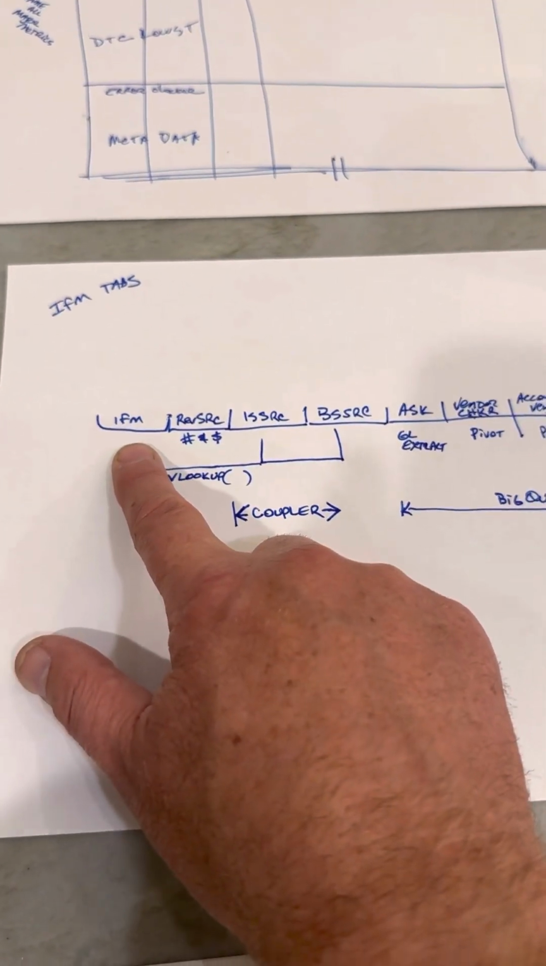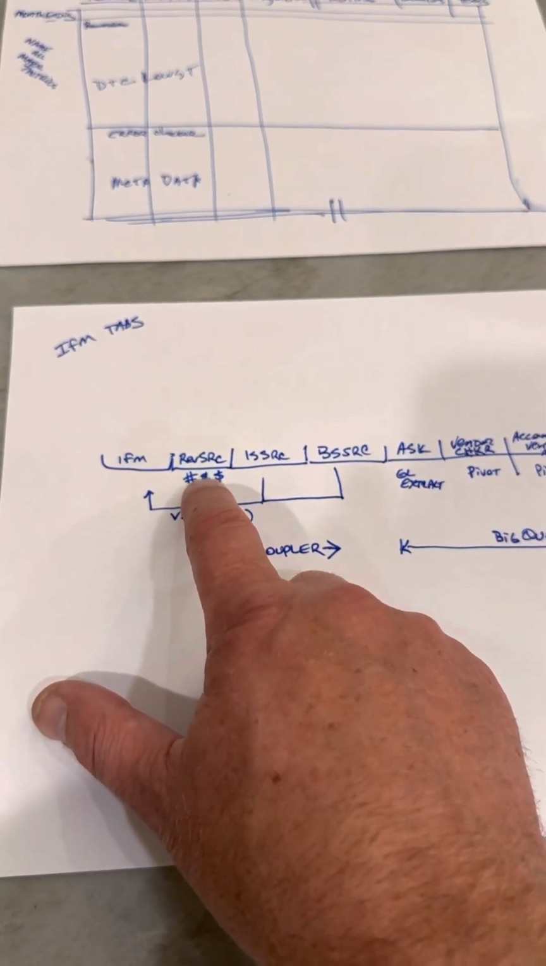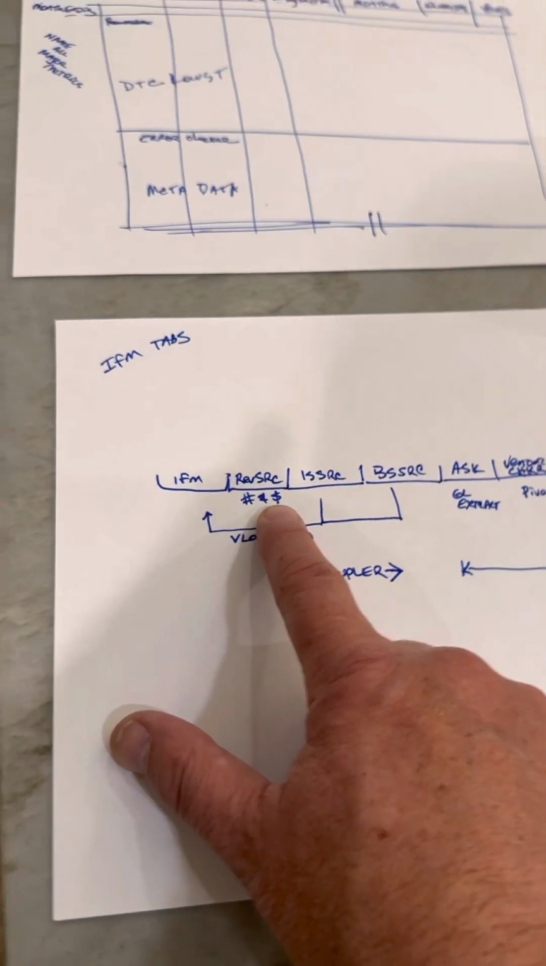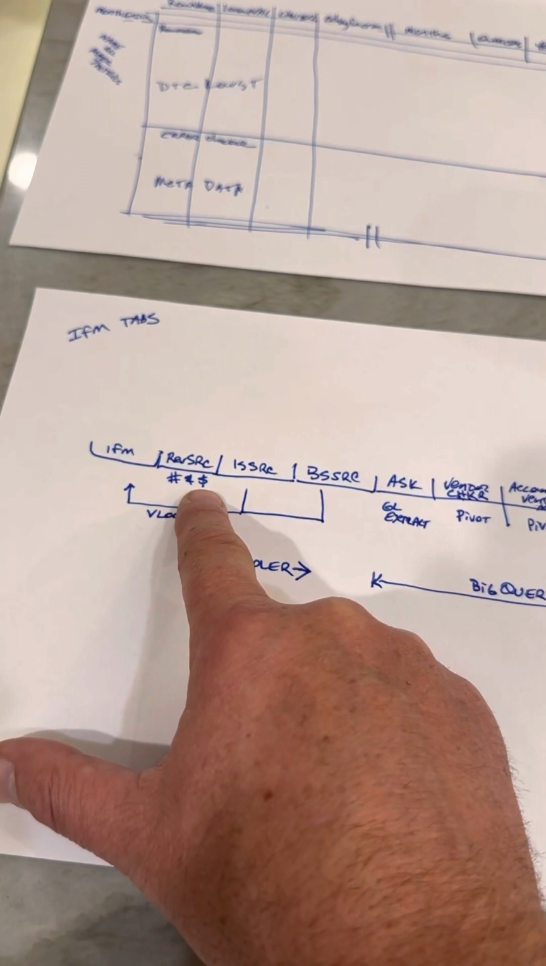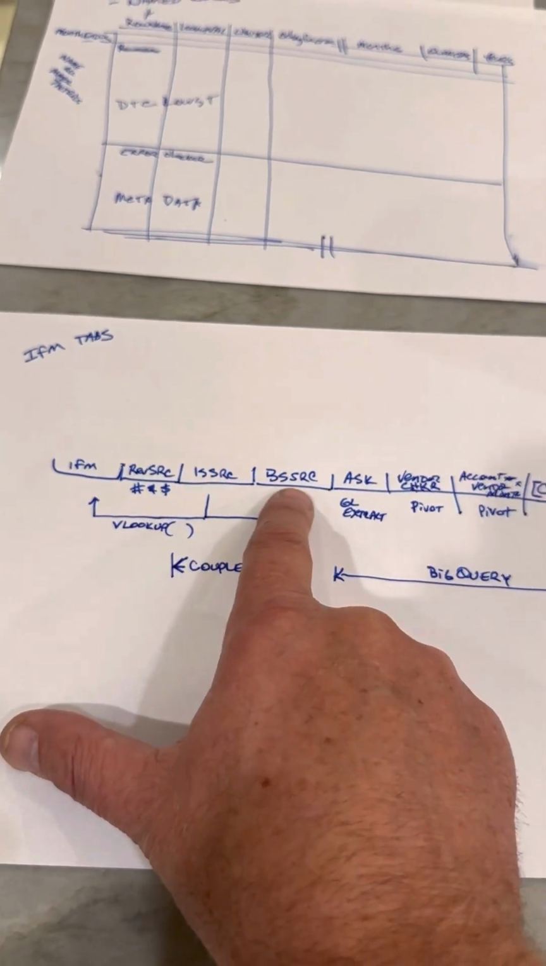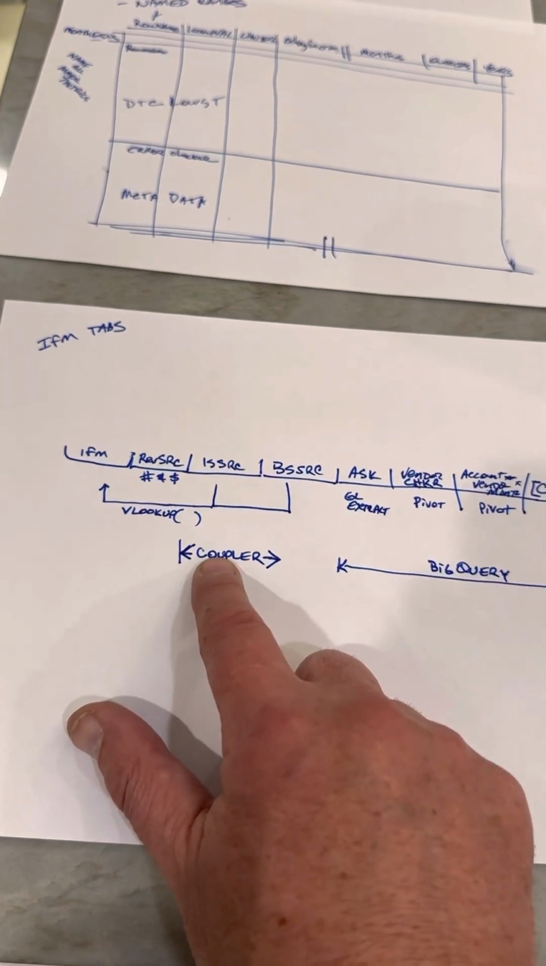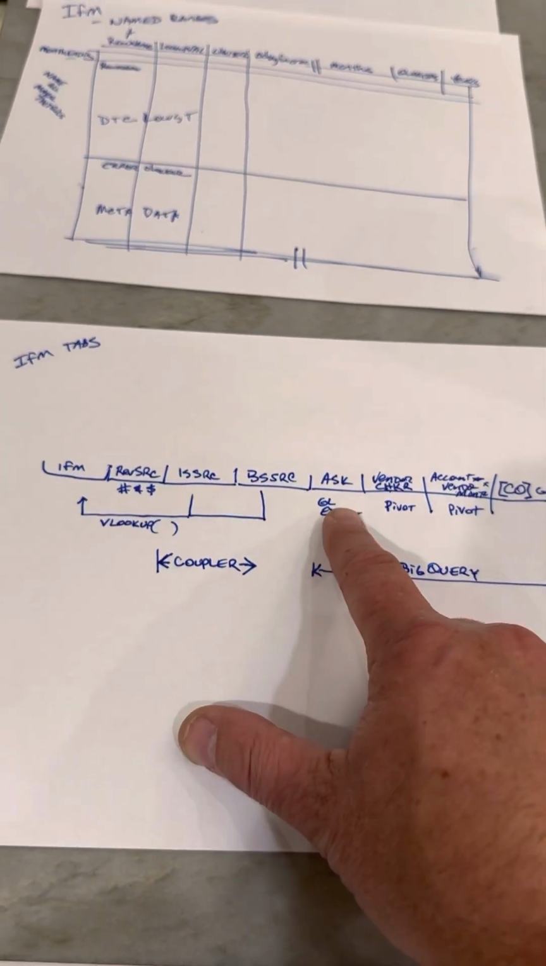Okay, so now another view of the IFM are the tabs that are in it. So it has the IFM tab itself. Sometimes it'll have a revenue source, which is the numbers and the dollars, the number of units sold and the dollars received. Then there's the IS source and the BS source, which is the income statement and the balance sheet, directly as it comes from Coupler to QuickBooks.